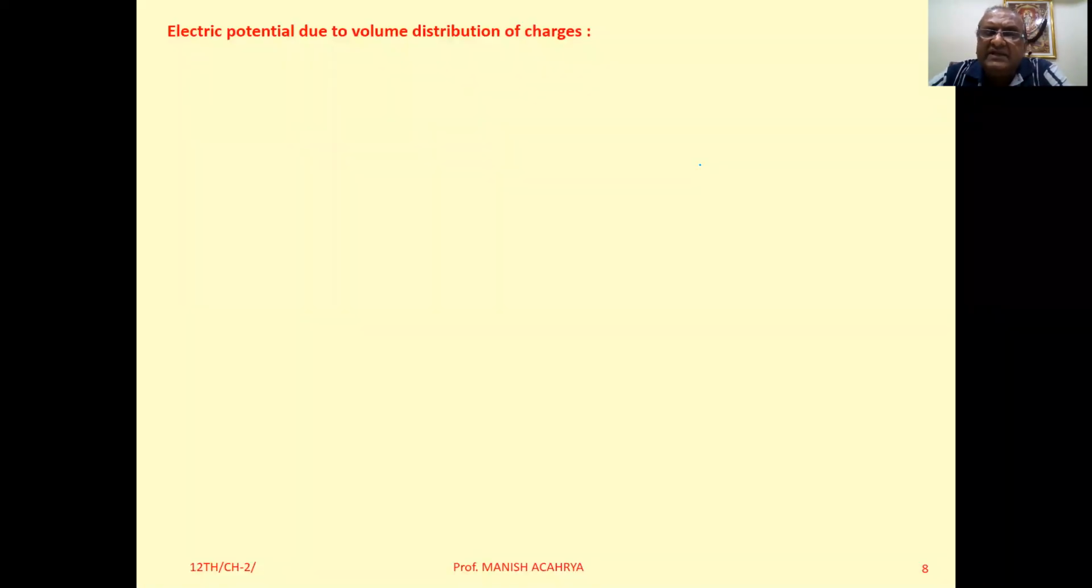Now, the next topic is electric potential due to volume distribution of charges. See, if you remember, in the first chapter we discussed electric field due to a system of charges. Here we discussed electric potential due to a system of charges. Then in the first chapter we discussed electric field due to line charge distribution, then electric field due to surface charge distribution, and electric field due to volume charge distribution. In the same manner, here we have to discuss the electric potential due to volume charge distribution. Line and surface are not given here, but let us take the understanding of volume, so for line or surface the same type of concept can be applied.